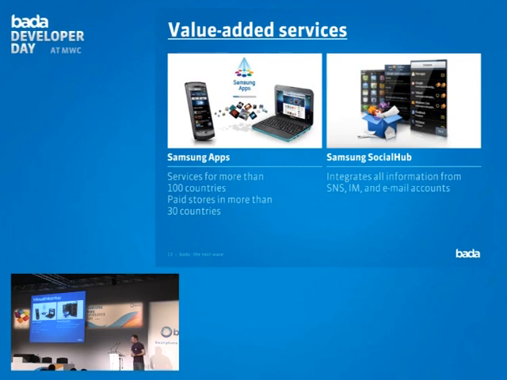Second value-added service is a system called Social Hub. Again, this is a client on bada phones, but as well it's a server infrastructure. And that is also an integration of various different social media, emails, and IM accounts. That makes it for the user very handy, because he has all that information, all the different sites he has maybe registered, all in one place.